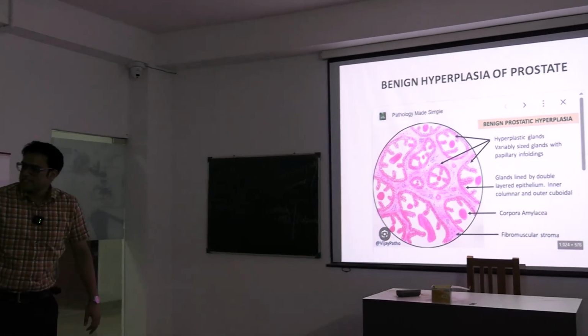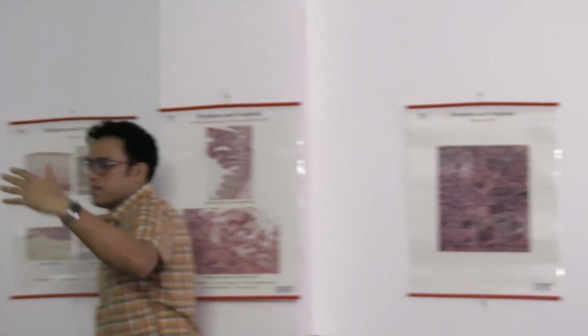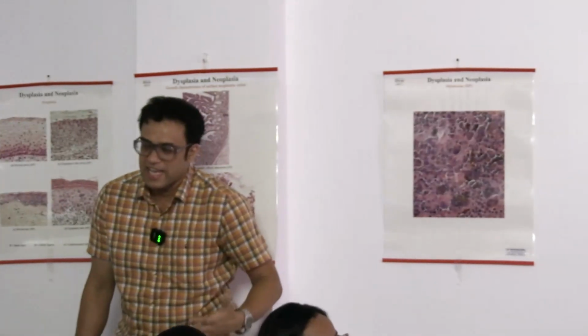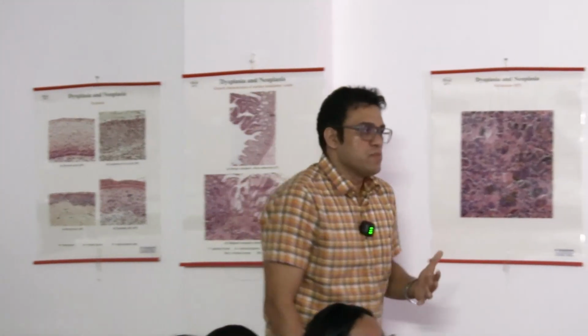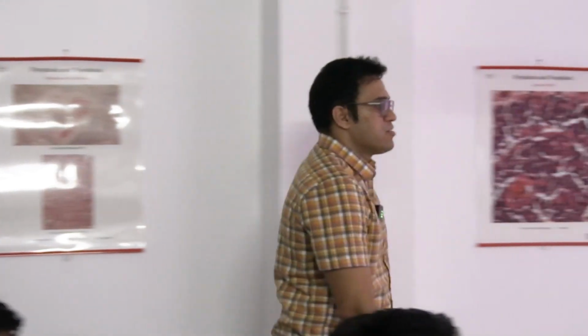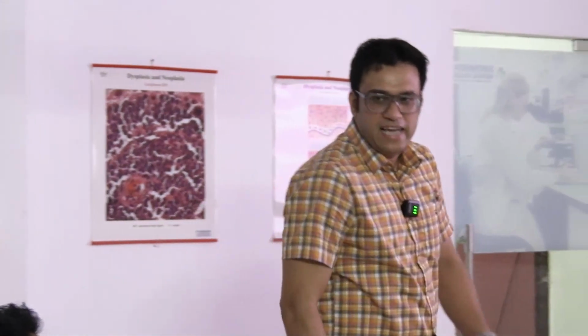How many layers are there in these glands? Two. Basal layer and secretory or columnar layer. The basal layer is formed of cuboidal epithelium, whereas the secretory cells are formed of columnar epithelium. What are these pinkish things, the secretions? The glands are lined by double layered epithelium, inner columnar and outer cuboidal. Outer means towards the base, inner means towards the inside, which is columnar, secretory cells.